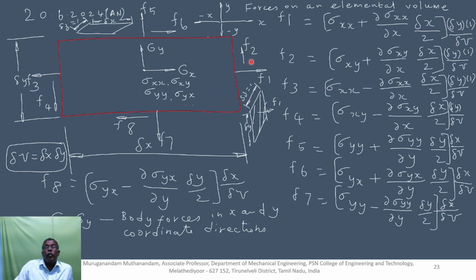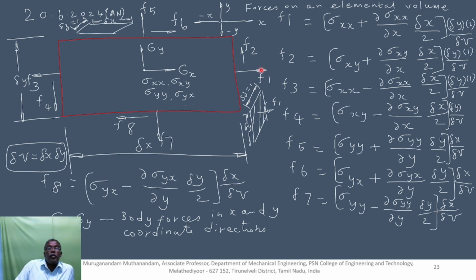Similarly, for F2, the force is along the y direction, so the second index indicates the direction of the force. The first index indicates the direction of the normal. This force is acting on the surface which has a normal in the x direction, hence sigma xy. It is written using the first order Taylor series expansion. Similarly, F3, F4, F5, F6, F7, F8 can be written.